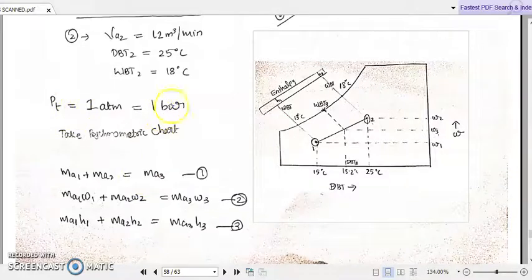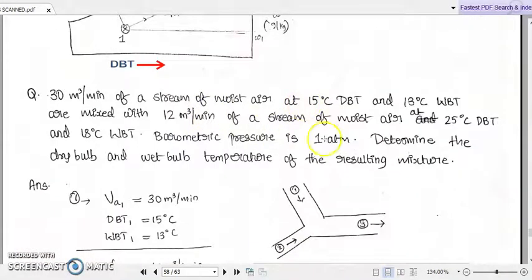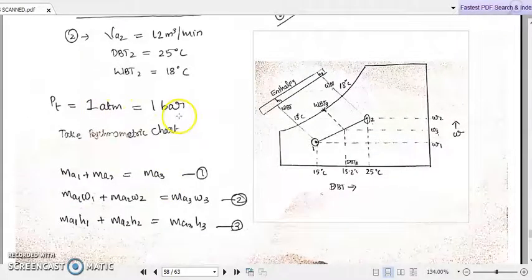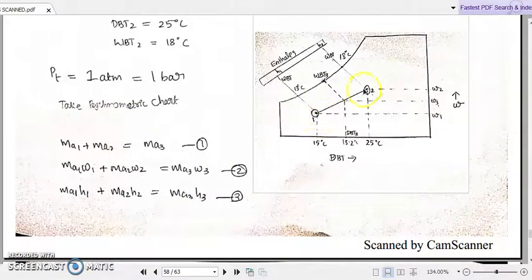The total pressure of air, that is 1 atmosphere or 1 bar, we can assume, and that is given in the question also. The barometric pressure is 1 atmosphere. The total pressure of the moist air will be 1 atmosphere or 1 bar. Okay, so after marking points 1 and 2, we can draw a line between them.